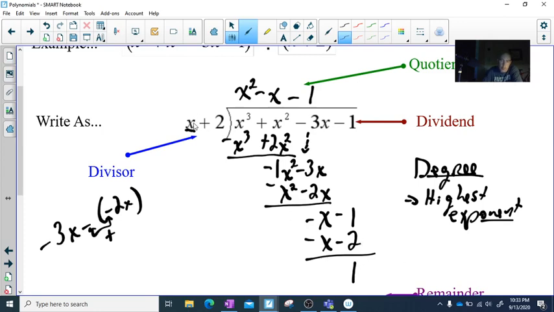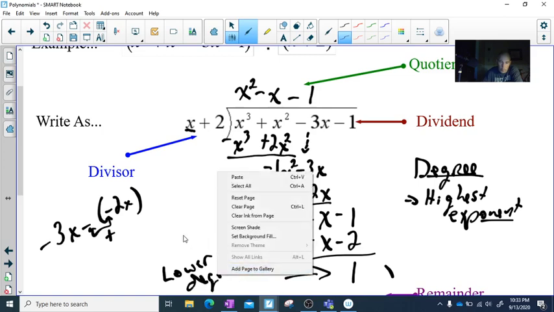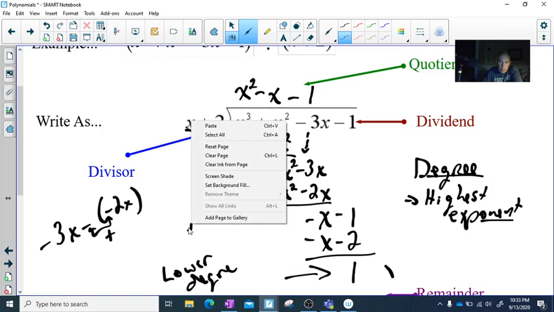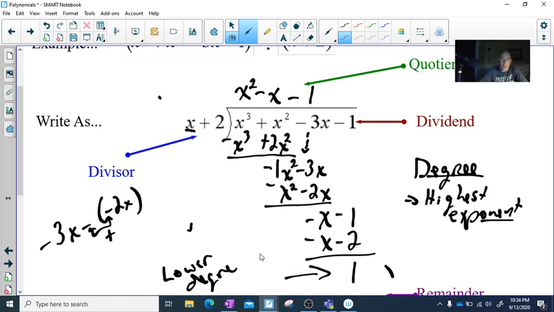If you're dividing by a degree 1 polynomial like this one, yes, your remainder is going to be just a number. However, if you're dividing by something higher than degree 1, as soon as this is a lower degree than the divisor, lower degree than the divisor, you're at the remainder.